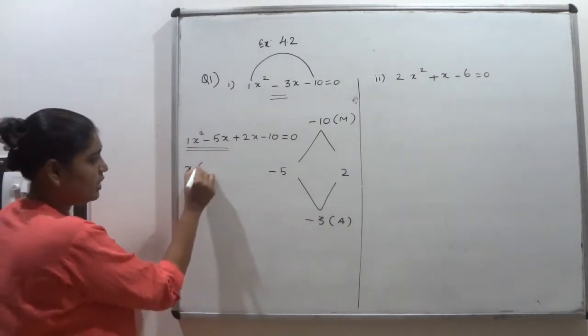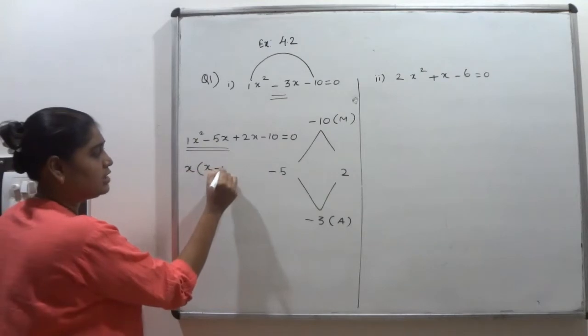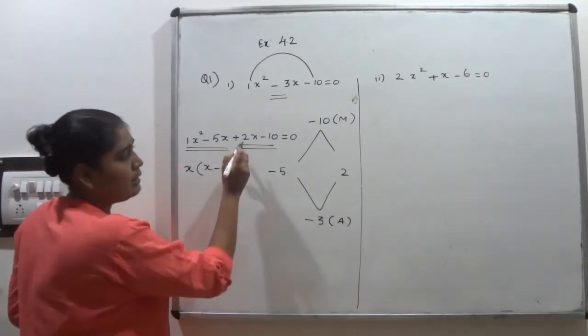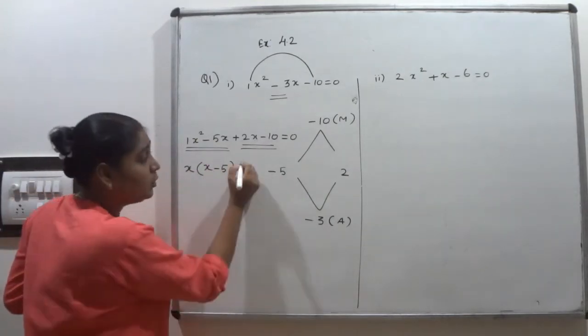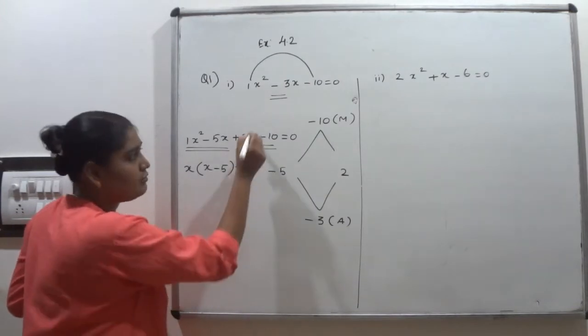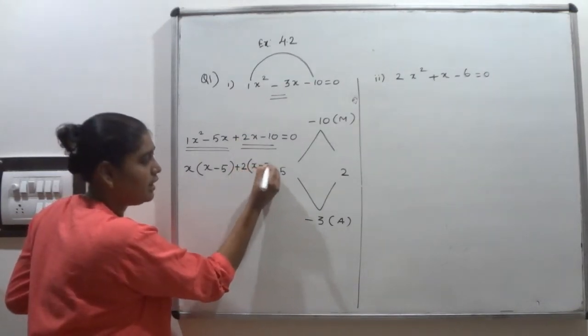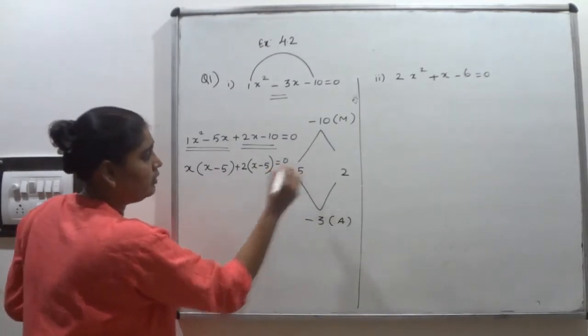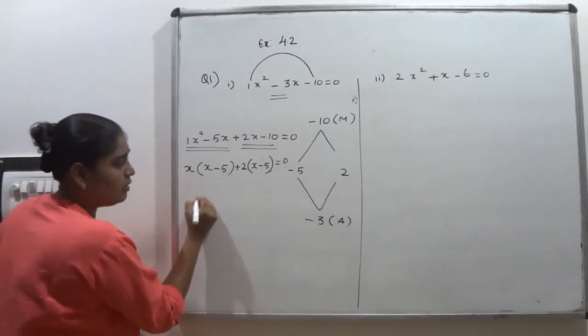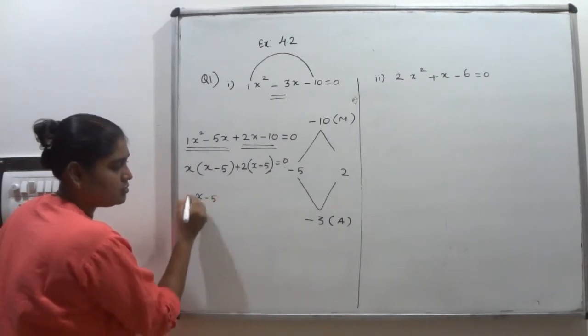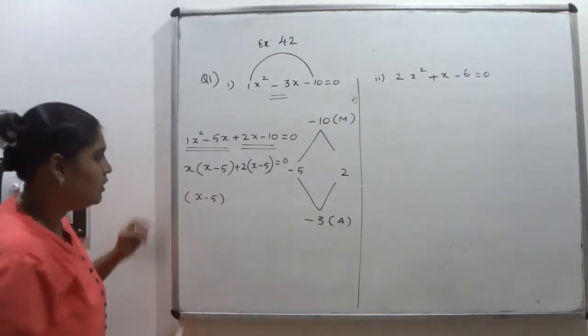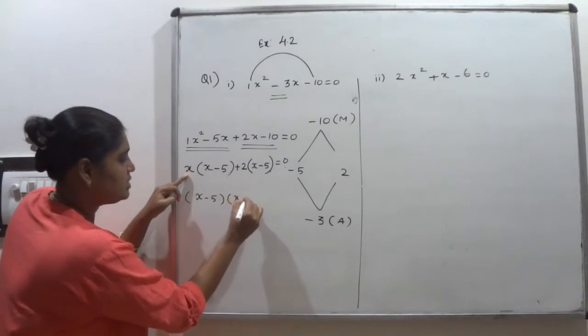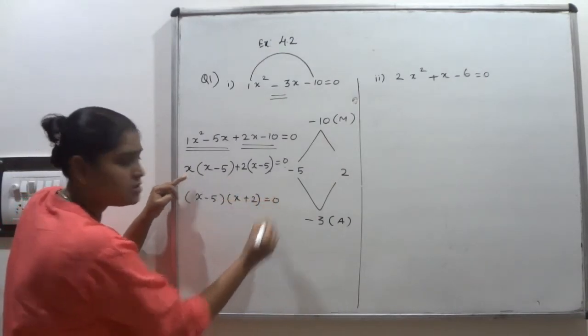Yes. In these two terms, what is common? X is common. So take it out. X minus 5 is left over. From these two terms, what is common? 2 is common. So take it out. What is left over? X minus 5 equal to 0. Now what is the common factor? Minus 5. So take it out. X minus 5. So what is left over? X plus 2 is equal to 0.